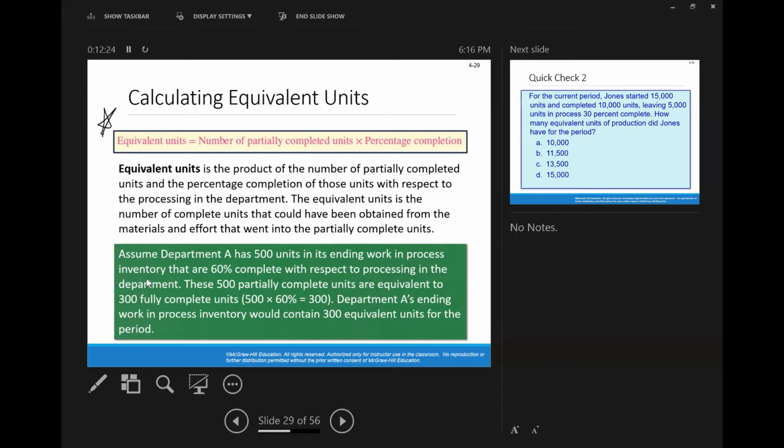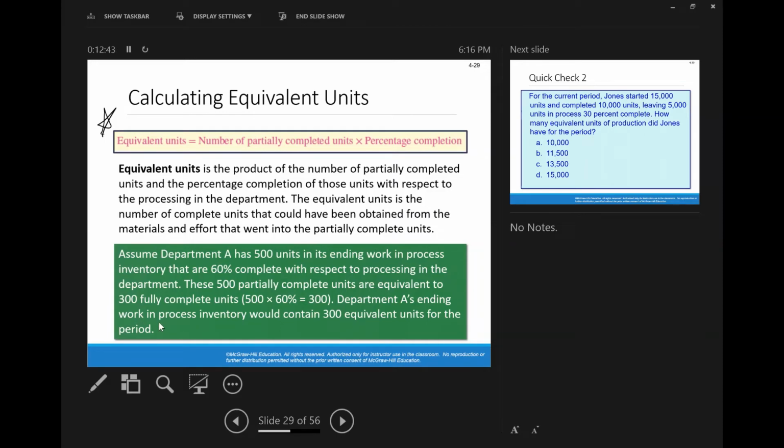They're still sitting in work in process and they're only about 60% complete. So we'll take the 500 units, multiply it by the 60% to come up with 300. So Department A's ending work in process inventory would contain 300 equivalent units for the period.